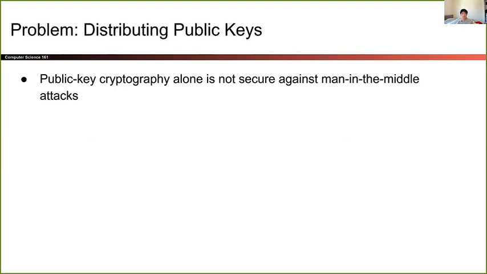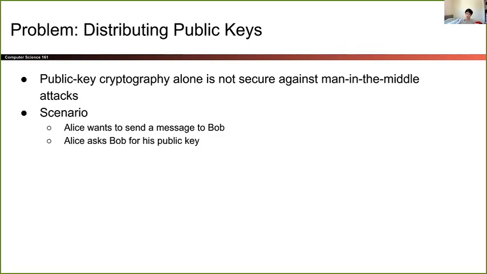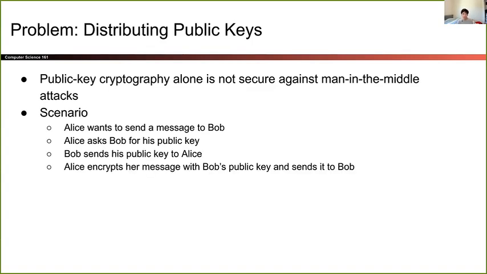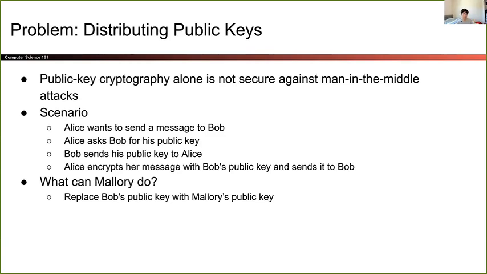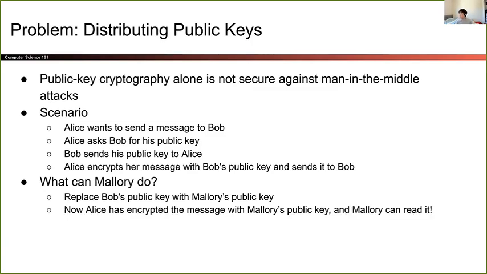So we talked about man-in-the-middle attacks. Let's say that Alice wants to send a message to Bob. Alice is going to ask Bob for his public key because she needs it to encrypt things. Bob sends his public key to Alice, and now Alice is going to encrypt her message with Bob's public key and send that message to Bob. This sounds great, but it sounds too easy. As we talked about earlier, Mallory can easily intercept this. Mallory can sit in the middle, replace Bob's public key with Mallory's public key, and now Alice is encrypting using Mallory's public key instead of Bob's.